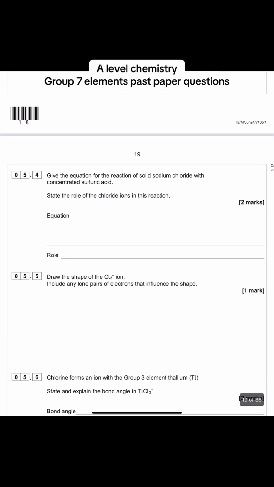The next question is about the reaction between solid sodium chloride and concentrated sulfuric acid. Remember the reducing power of the halides. The reducing power of the halide increases as you go down the group. The chloride is not a good reducing agent. It will not reduce the sulfuric acid. It will just displace the hydrogen on the sulfuric acid.